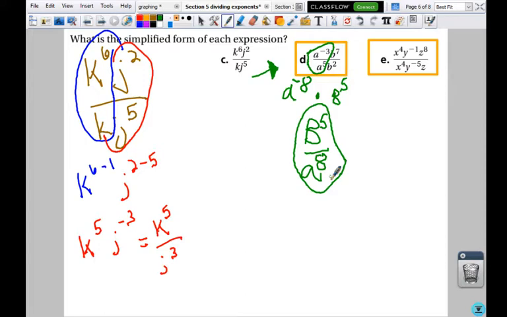Because they're both negatives, so you just add them. And negative 1 plus negative 1.